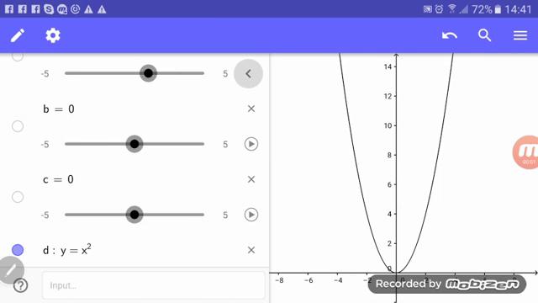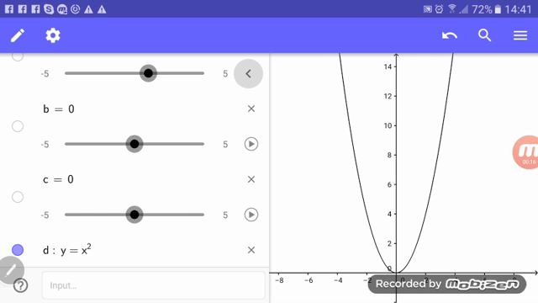To a demonstration of parabolas. So here I'm using GeoGebra, and if you look down here in the bottom left hand corner, we have the most basic of parabolas. It's y equals x squared.